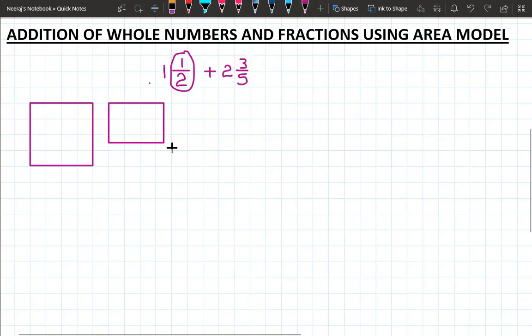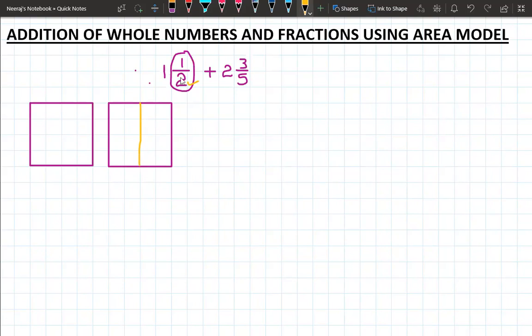So I'm going to take a rectangular box of equal size, but I'm going to divide this into the total number of parts. There are 2 total parts, and I'm going to divide this fraction into 2 halves. So out of these 2 total parts, I'm going to shade the first part. Now this is the whole, so we have to also shade it because here I'm shading the whole. So it would look like this. So this is 1, this is 1/2.